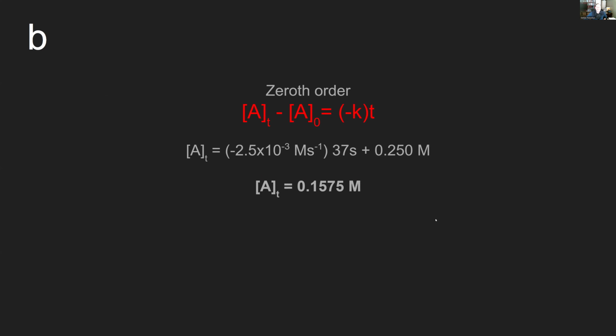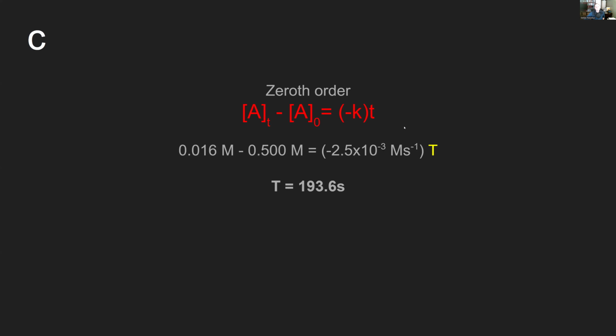When you're looking at the next problem, what we're doing is substituting in all of the values that we've got. And you'll notice that once you substitute in the concentration of A at time 0 and the minus k times t, you should be able to plug in those variables and then solve algebraically. Same deal with the next problem.